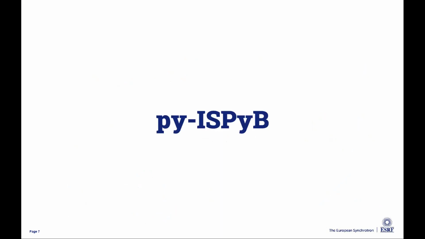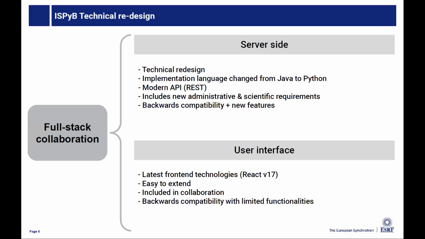And now about the new implementation. The new implementation is py-ISPyB. The goal behind this new implementation is to start a new collaboration with the same facilities, but this time a full stack collaboration, which means that we will develop a new API to go on the same database schema, and also develop a new user interface to go along with it.